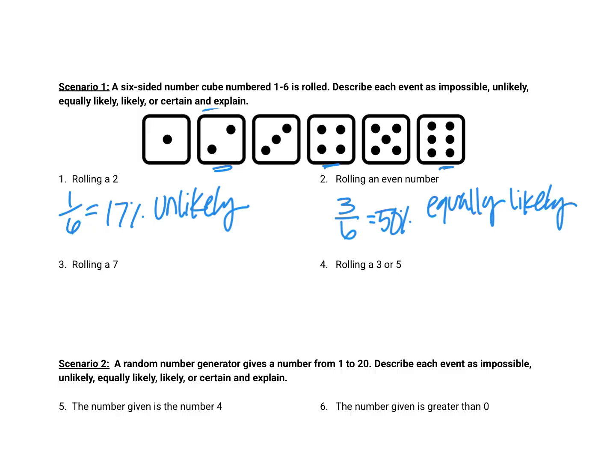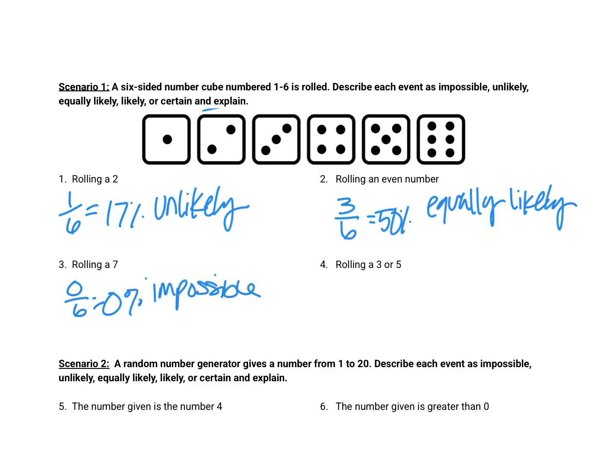Look at number 3. It says we are rolling a 7. So if we look closely at all of our dice up here, there's no 7 on here. So that would be a 0 out of our 6 possible choices, so that would be 0%. Well, if it's 0%, that means it's not going to ever happen. This would be impossible.